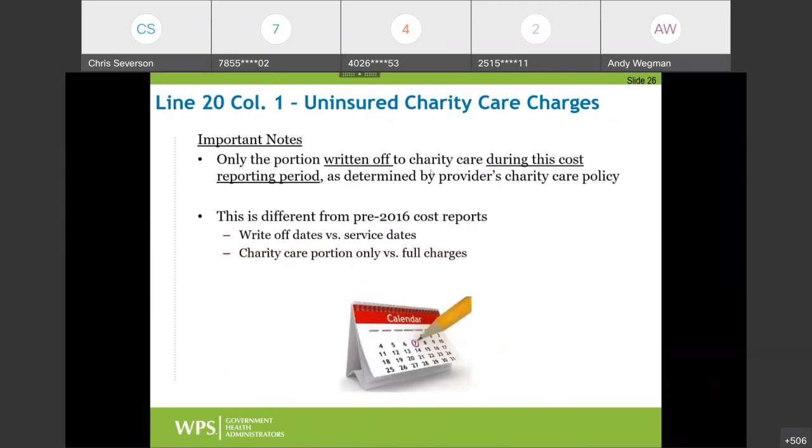The other thing about this is only the portion written off to charity is allowed, first of all. If some of that claim was still provider responsibility, that's not charity, at least yet. Maybe down the road there'll be another write-off to charity, but for right now, that can't be included, and it has to be during this cost reporting period that it was written off. We don't care about the service dates, other than the fact that if you see really old service dates, that really increases the risk that something is wrong, and we'd certainly scrutinize that pretty closely. But you could have something technically from 3 years ago that just now is written off for charity care, and assuming everything's done properly, it would be allowable.